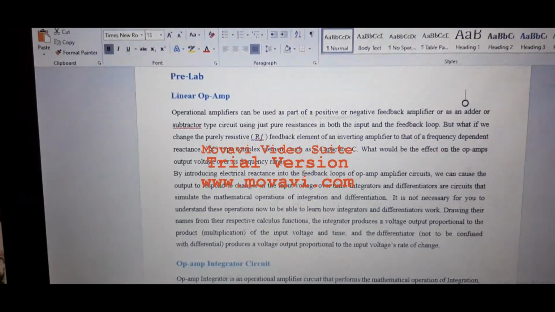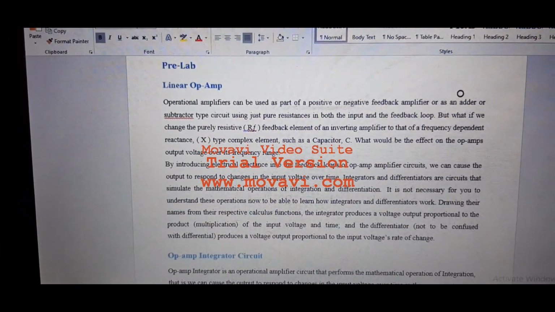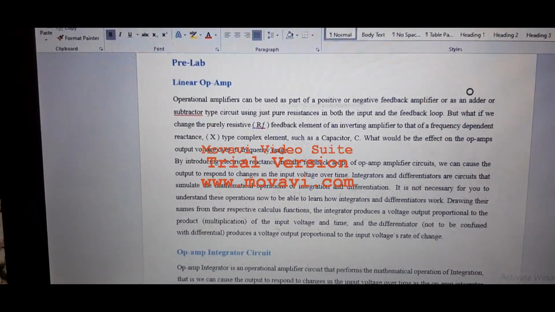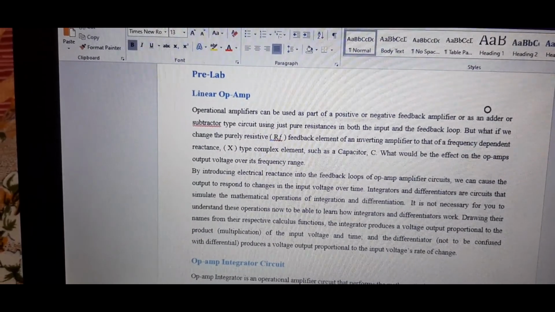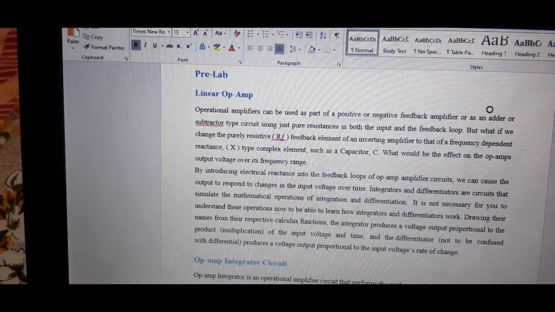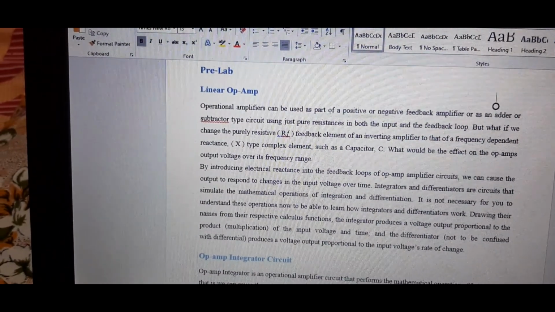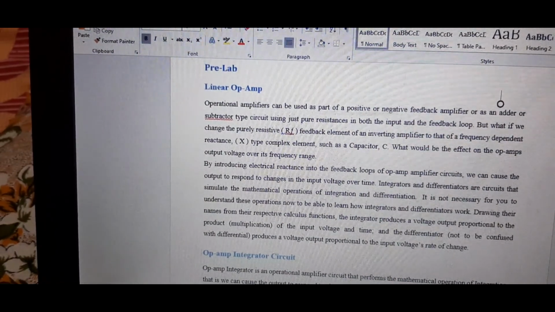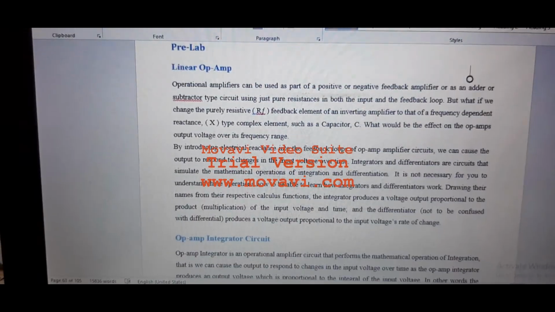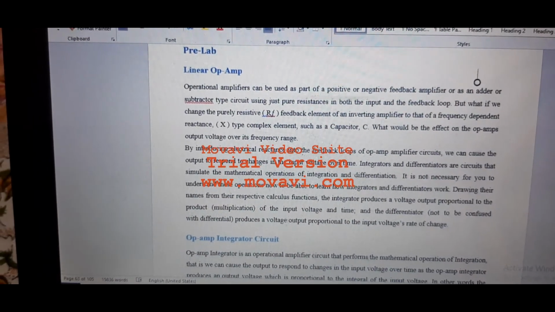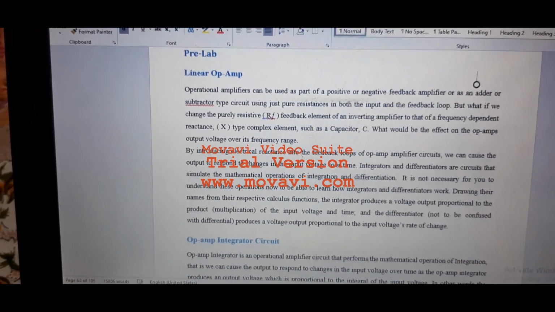As you saw in the previous lab, the op-amp can be used for multiple purposes. It can be used as a part of a positive and negative feedback amplifier, as an adder, as a subtractor, as a filter, as a comparator, or as a voltage regulator, using just pure resistance in both the input and the feedback path. In all previous circuits, we used a pure resistive circuit element in the feedback path.